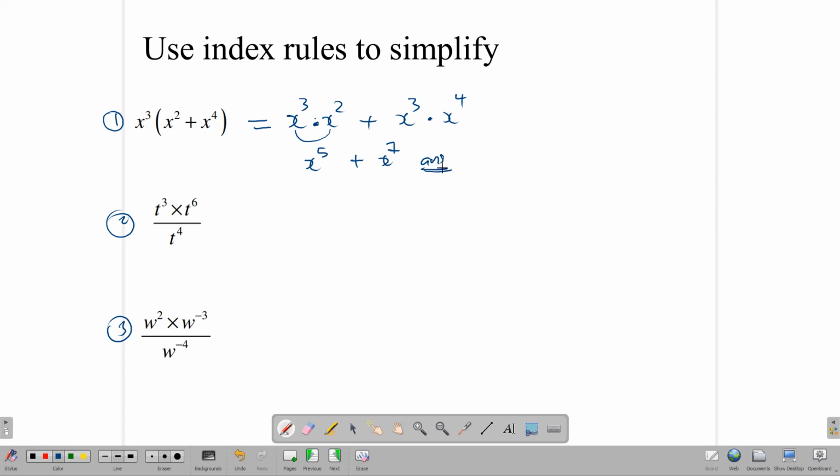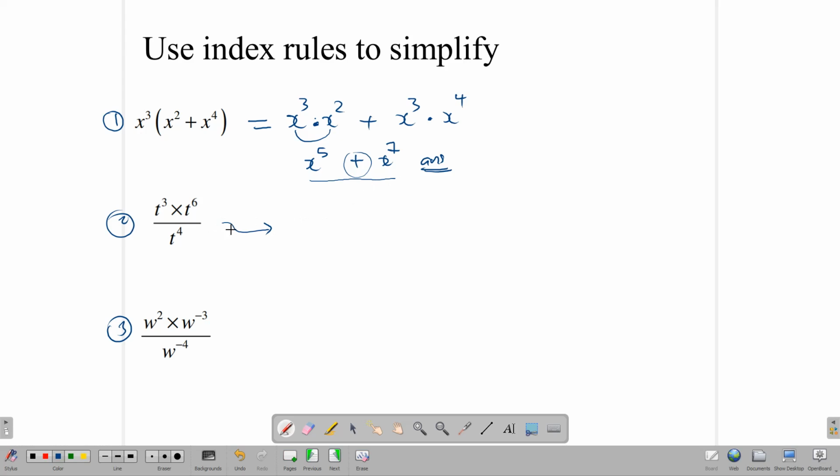And we stop here. Notice that we cannot reduce this any further because this is now saying x to the fifth power plus x to the seventh power. They're the same base, but this is a plus sign, and in algebra we cannot add unlike terms together into one term. So we have to leave this as is. That is our answer right there.